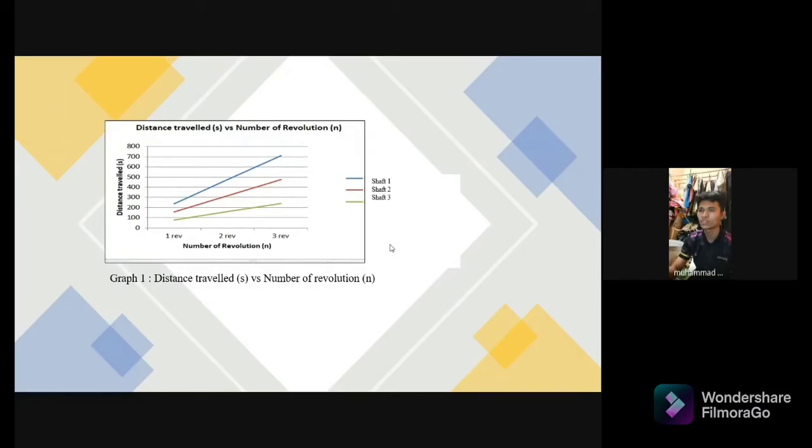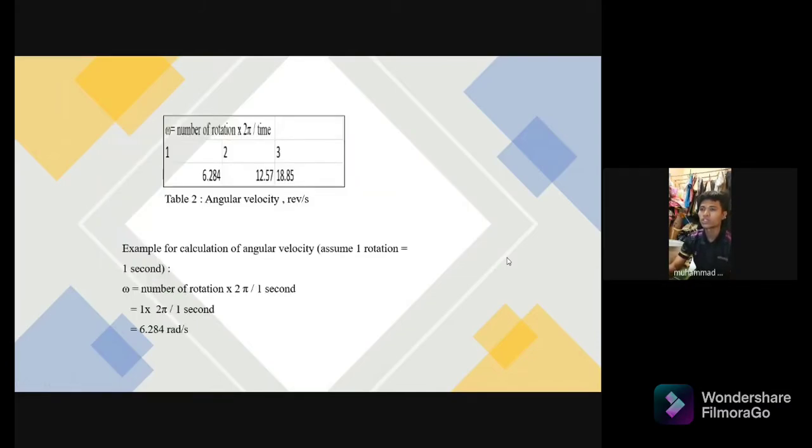Next is the graph for the 3 shafts that we used in the experiment: shaft 1 is the blue line, shaft 2 the red line, and shaft 3 the green line. The graph presents the distance travel versus the number of revolutions, N. We assume that 1 rotation is equal to 1 second.